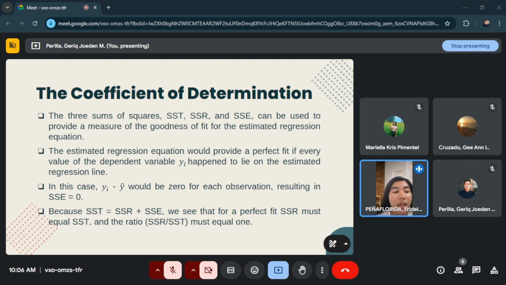Then yung SSE, yun po yung sum of squared errors. Ina-represent po niya yung variations that the model cannot explain or the error in the model's prediction. So to sum it up po, a value of R squared equals 1 means a perfect fit. And as the value gets closer to 0, the fit becomes worse po. So next slide po.